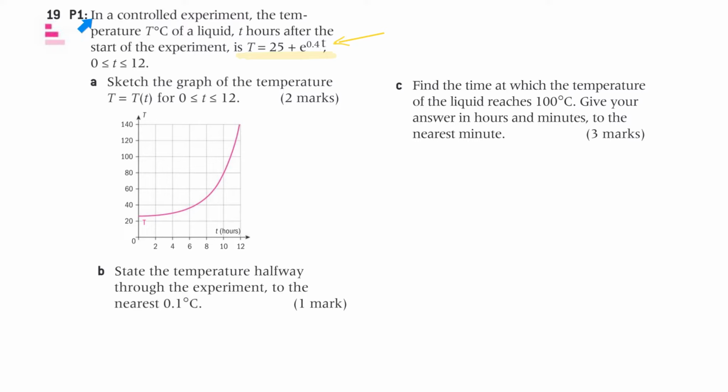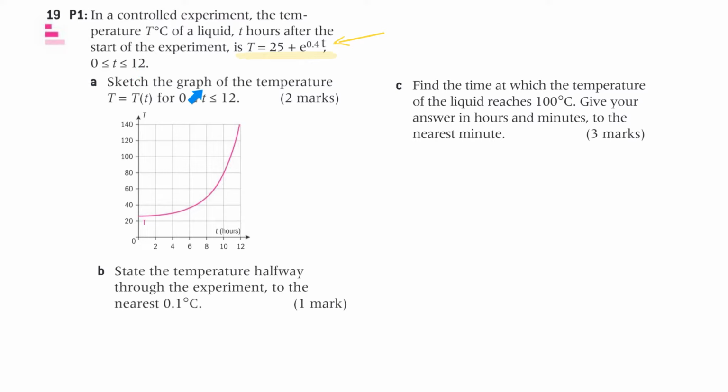Question 19, it's a paper 1 question. In a controlled experiment, the temperature T of a liquid t hours after the start of the experiment is T equals 25 plus e to the 0.4t. I think there's a misprint in the book. I've shifted that t up to 0.4t. The domain here, because t is on the x-axis, is t is greater than or equal to 0 and less than or equal to 12.